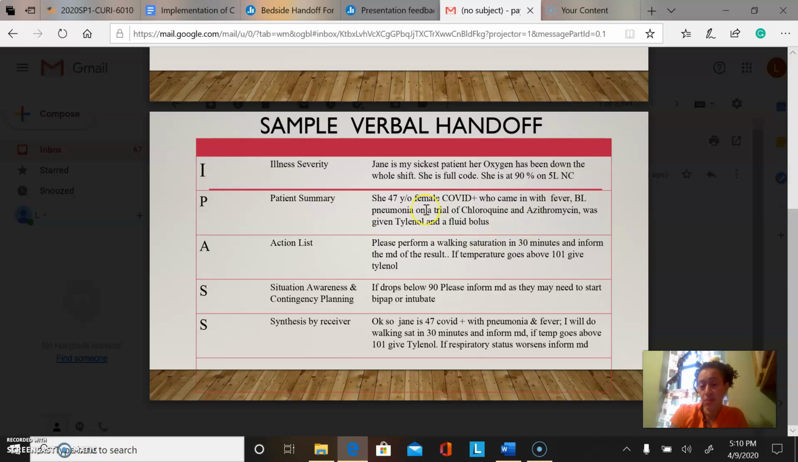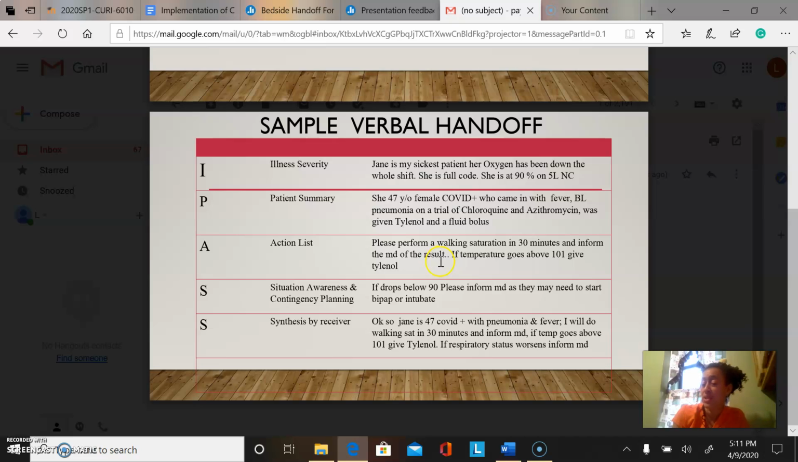It's pretty basic. You can read it. In the essence of time, I won't read that. And then there will be A for the action list. I will be telling the nurse, Nurse Karen, please perform a walk-in saturation in 30 minutes and inform the MD of the result. If the patient's temperature goes above 101, please give Tylenol. So I'm informing her of steps that she should follow during her shift to ensure patient safety, as well as the patient may also be involved in this process.